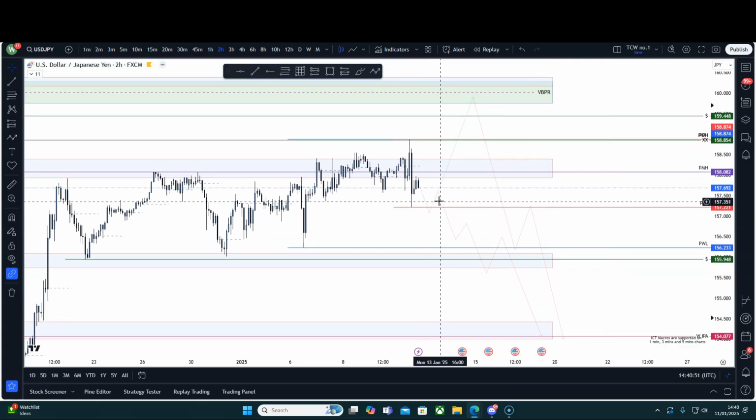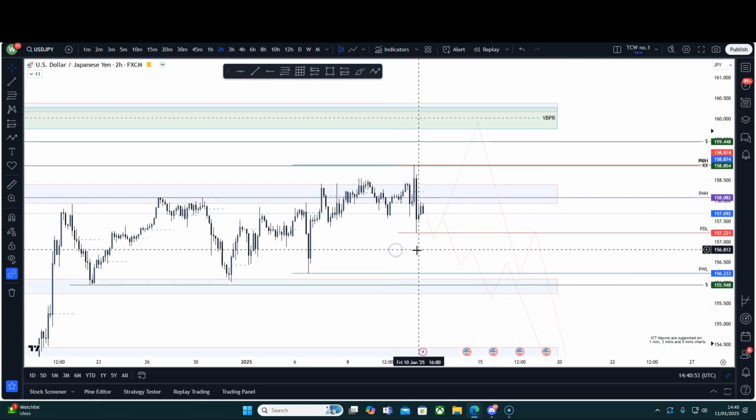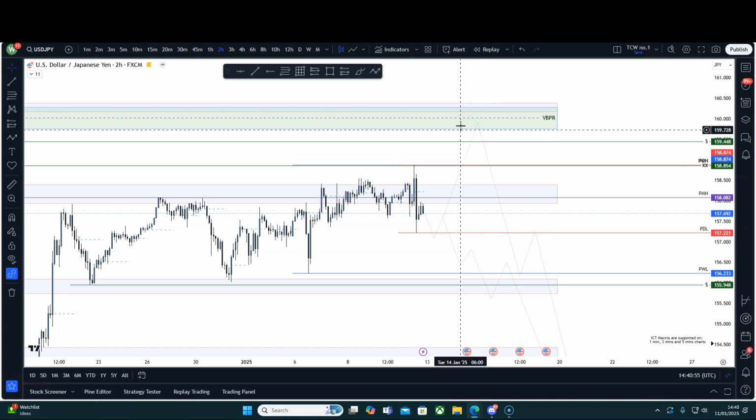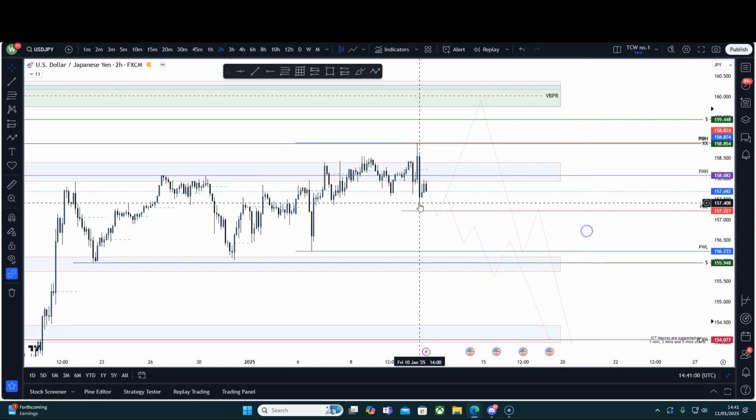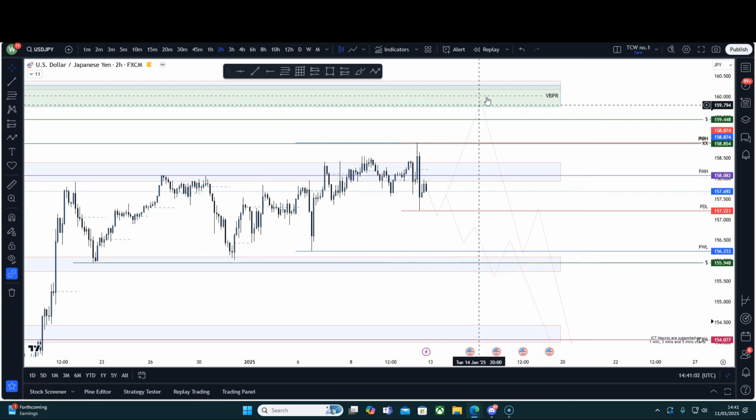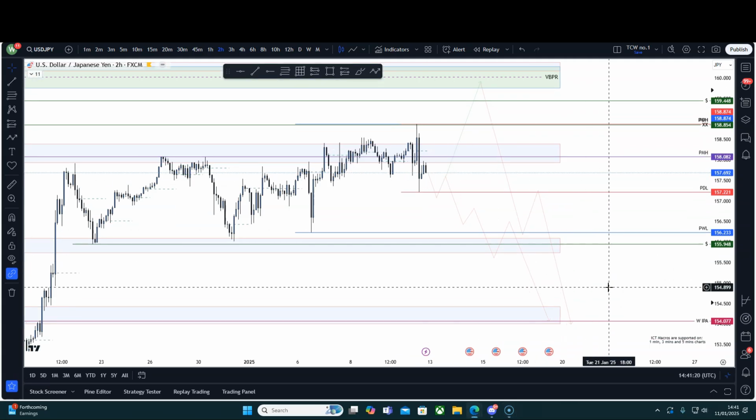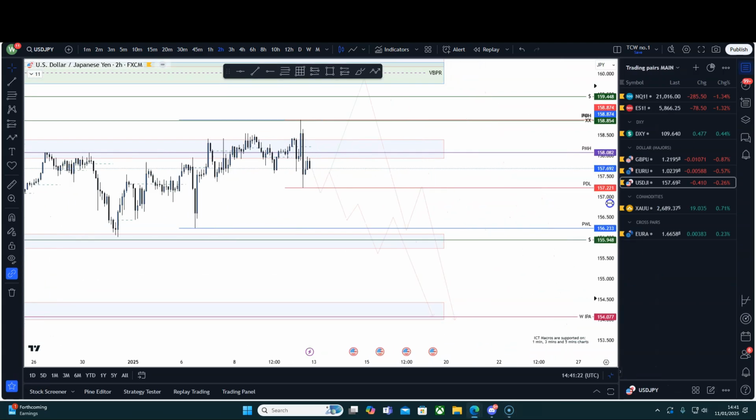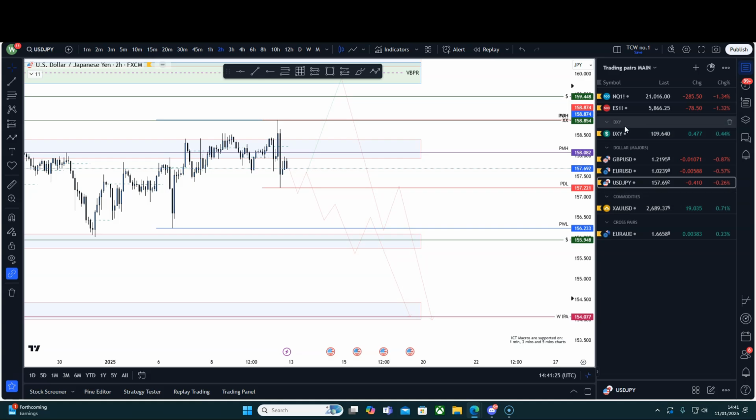Now, if we fail to break down on the first move, we may see one last push up into this area, which I will then be looking to short to take the market down. I am not interested in longing at the high of this range. So bearish bias for USD JPY, which aligns with all my bias on the dollar, Pound USD, Euro USD.